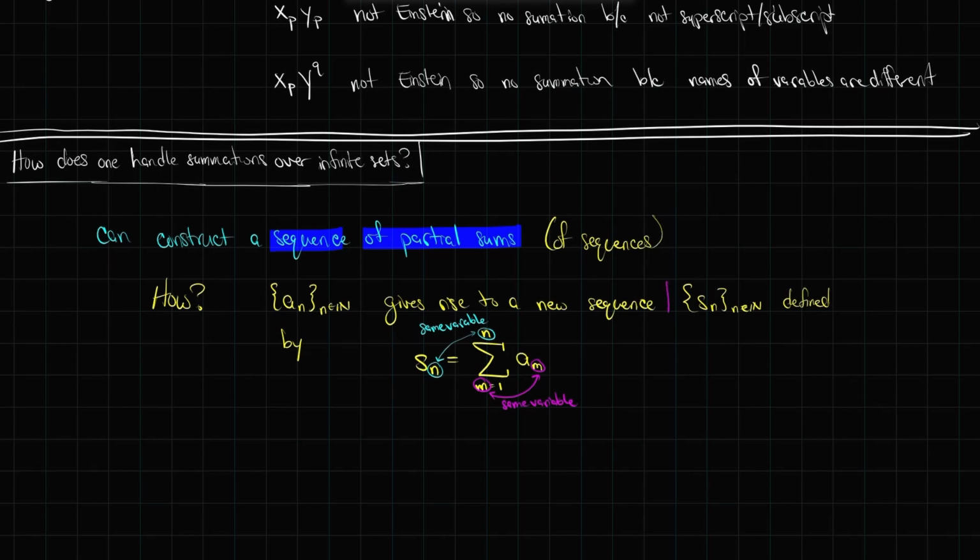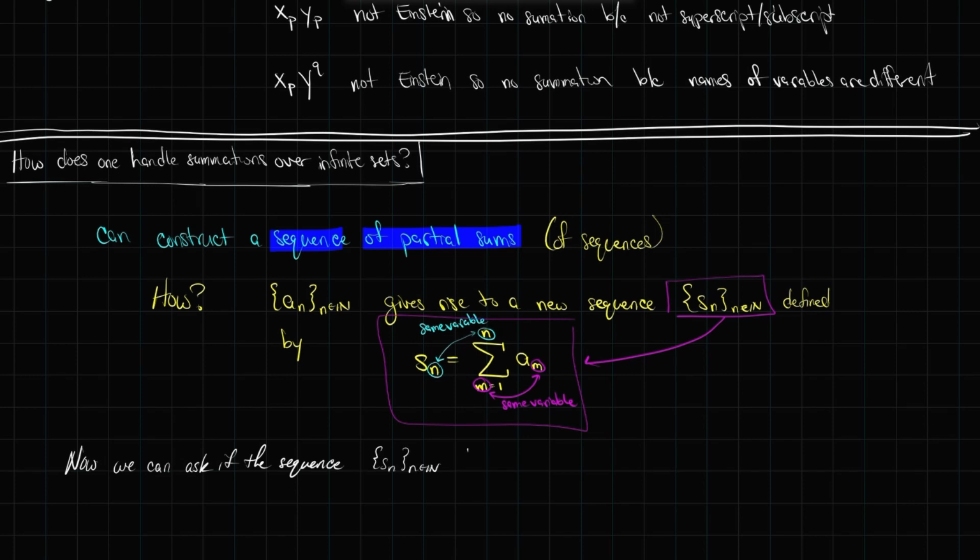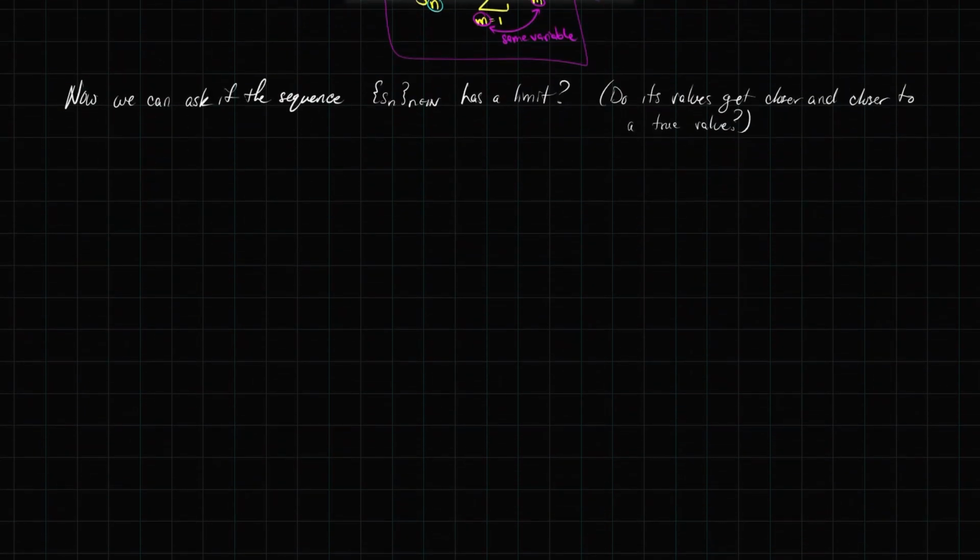And so what we can do is we have this sequence S sub n, whose elements are defined by this entire structure. And now we can ask if the sequence Sn has a limit. Do its values get closer and closer to a true value? So let's look at one example of this, and we'll finish up.